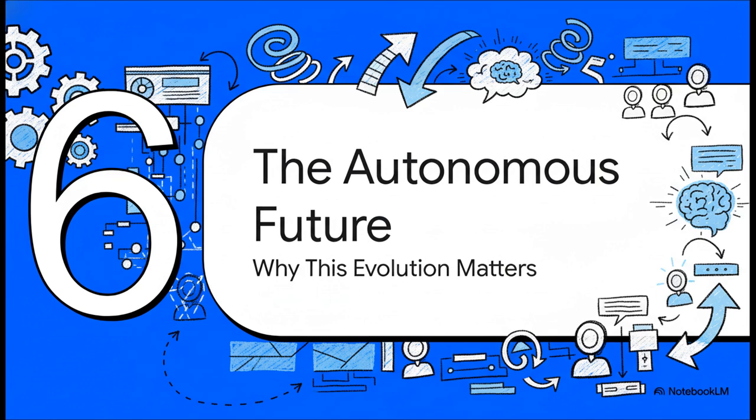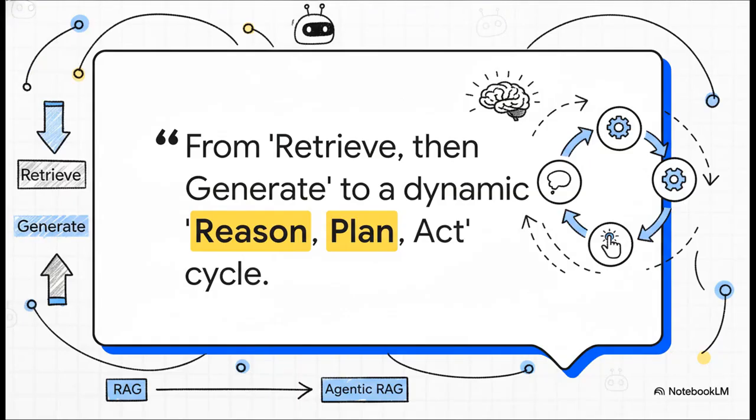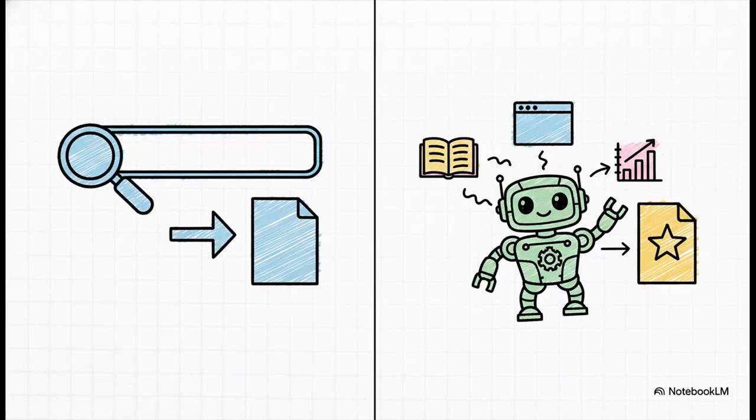Let's talk about why this evolution actually matters so much. This quote really nails it. We're shifting away from a simple, linear, retrieve then generate model to a much more sophisticated, dynamic cycle of reason, plan, act. And here's how to think about it in the real world. The old RAG is like an amazing search engine. You ask, it finds. But Agentic RAG, that's your personal research assistant. It can tackle really complex, messy questions that don't have a single, easy answer waiting to be found. It can pull information from all over the place and synthesize it into something entirely new.